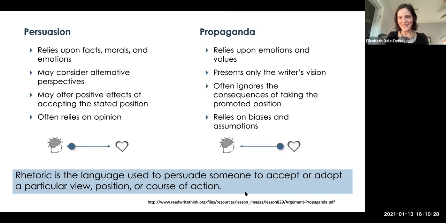Just jump on in. I'm curious about the last item under persuasion. It starts with "relies upon facts, morals, and emotions," but then the last comment is "often relies on opinion." I thought about that. But the other thing is, when I teach persuasion, I expect my students to offer a counter argument.